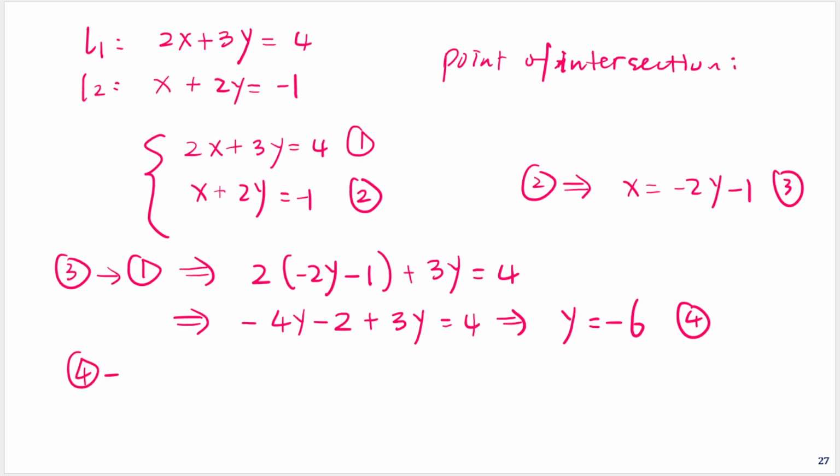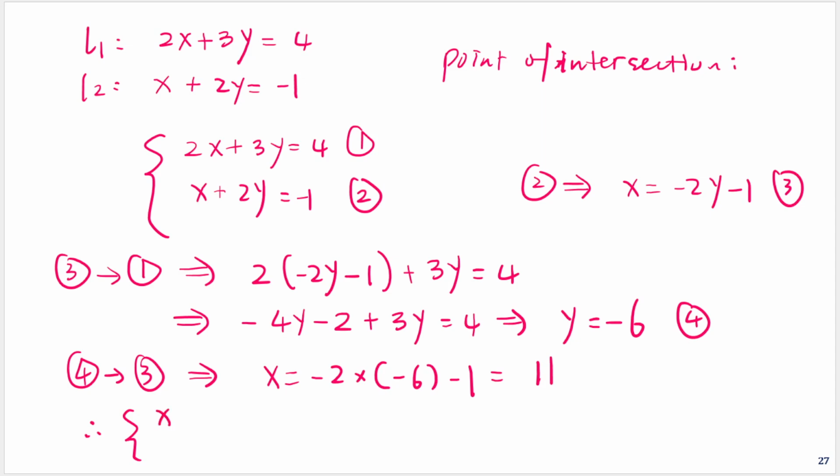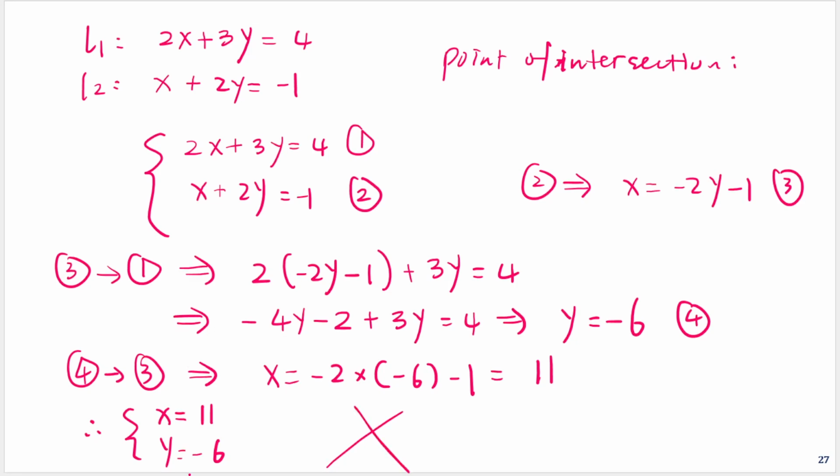Then let's put equation number 4 back into equation number 3. Then x equals -2 times -6 minus 1, and x equals 11, right? Therefore, we can find a unique pair of solutions, which is x equals 11 and y equals -6, which means we have a unique point of intersection. These two lines must intersect at the point (11, -6). Did you get it?